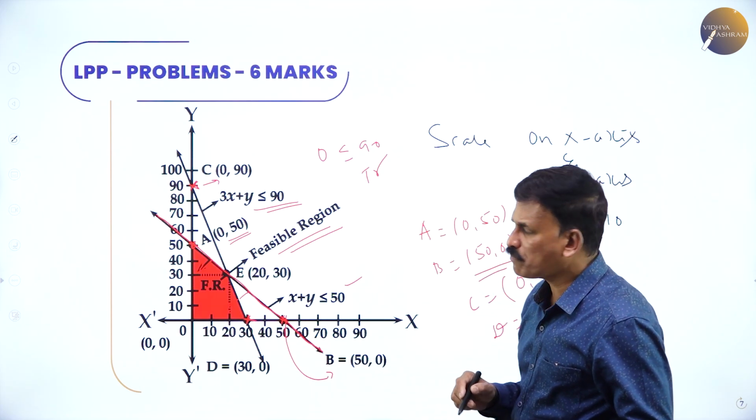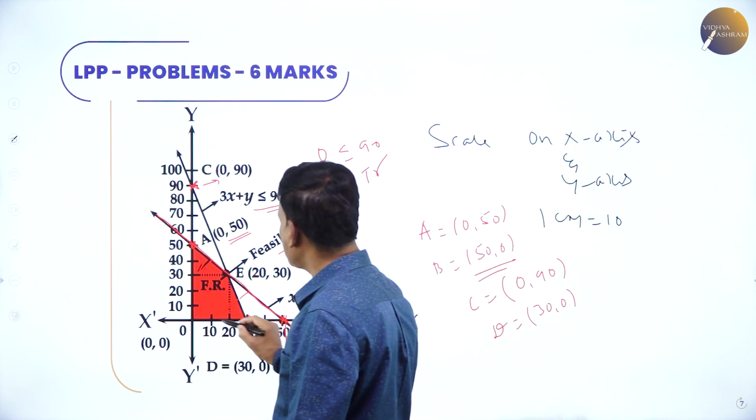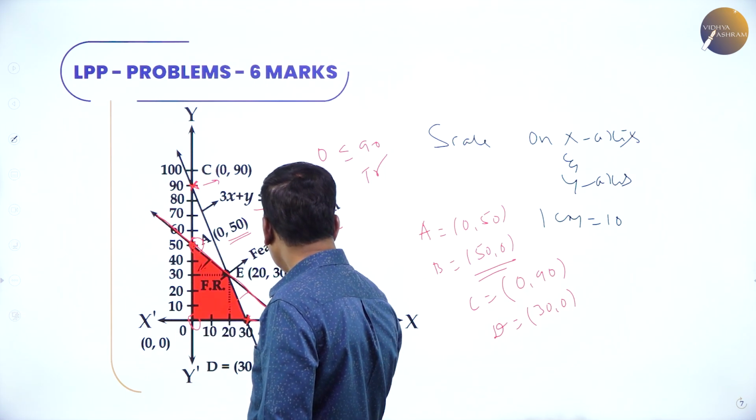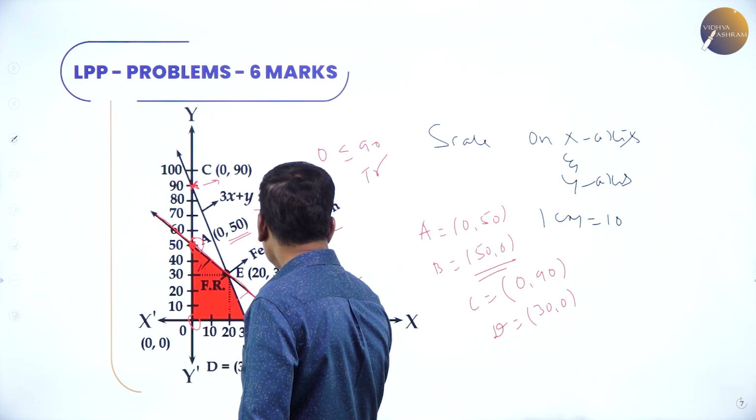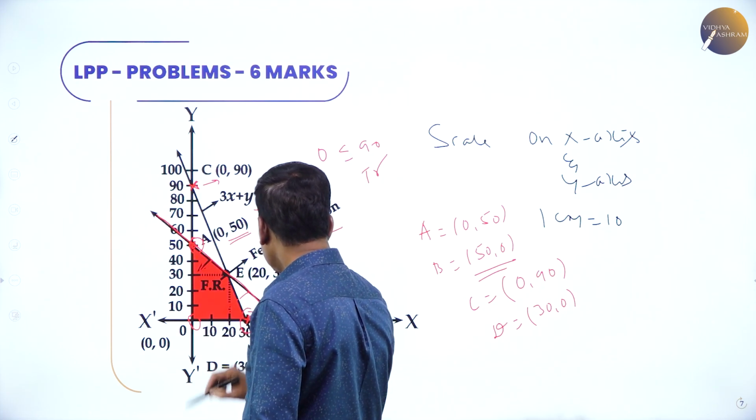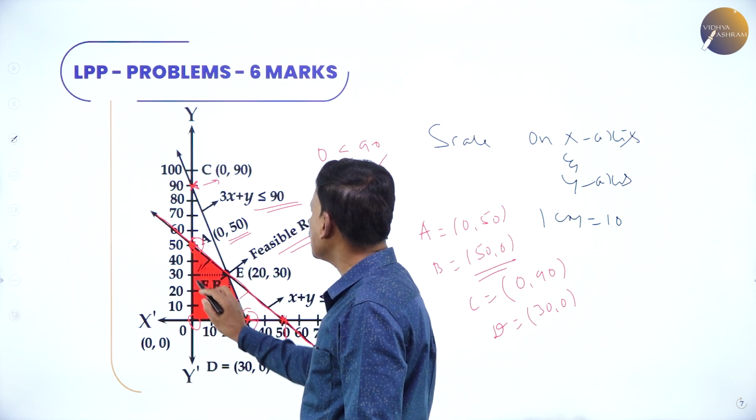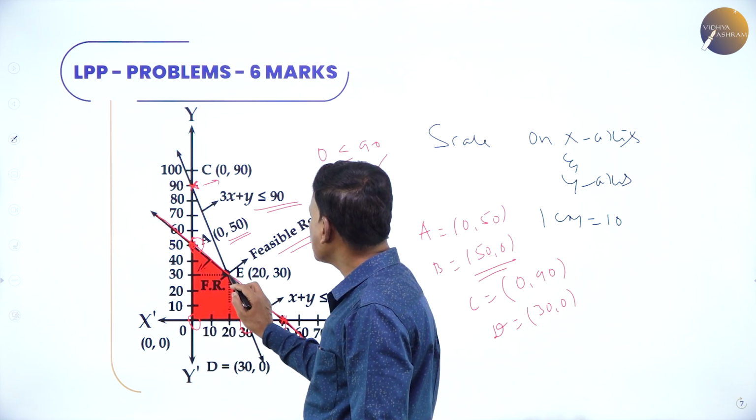Now just find out the point of contact. So here (0, 0), A (0, 50) and this point D (30, 0), and just draw these lines. So this will cut the x axis at 20 and the y axis at 20.